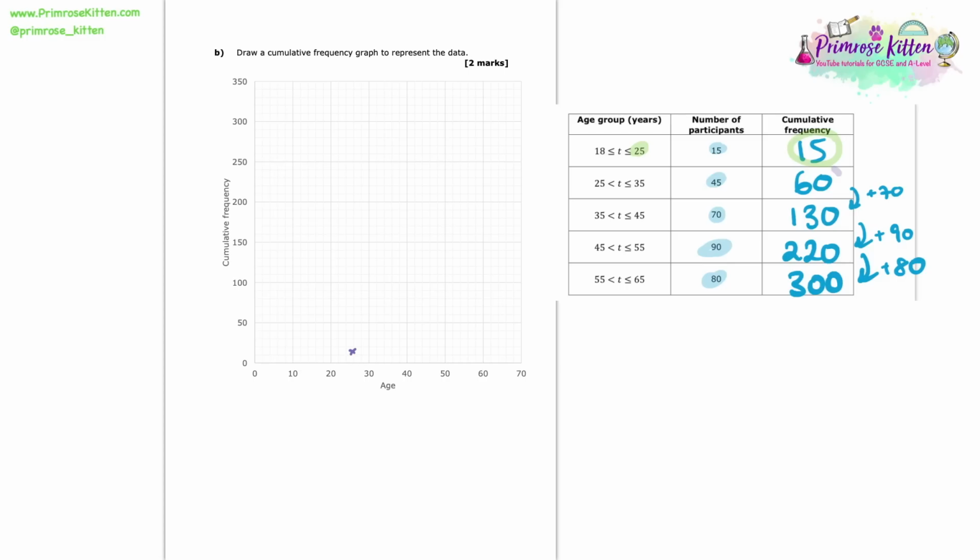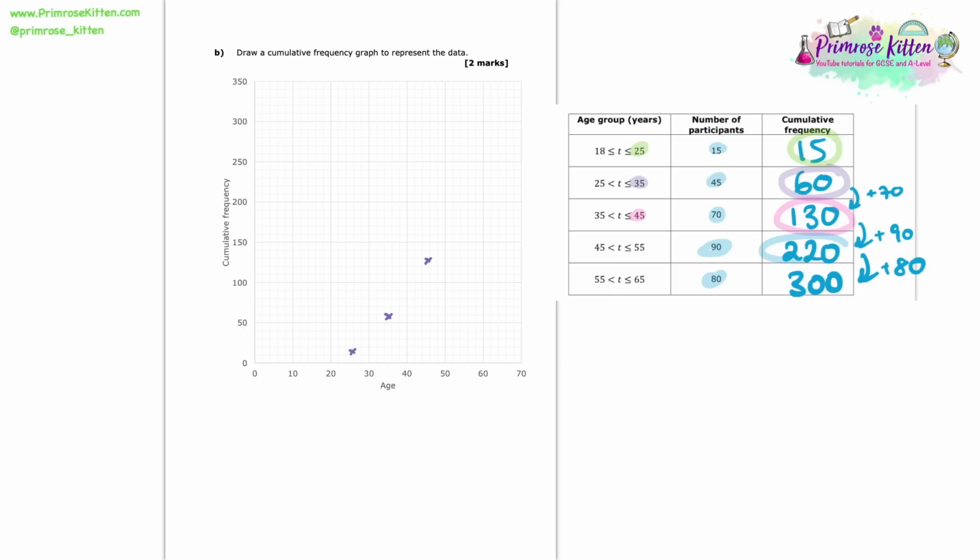So the next point now is going to be at 60 on the y-axis, but 35, again, the end of the interval for the cumulative frequency. So here we've got 35 at 60. The next point will be 45 on the x-axis, the end of the interval, and 130. So we'll plot that point now. So 45, 130.